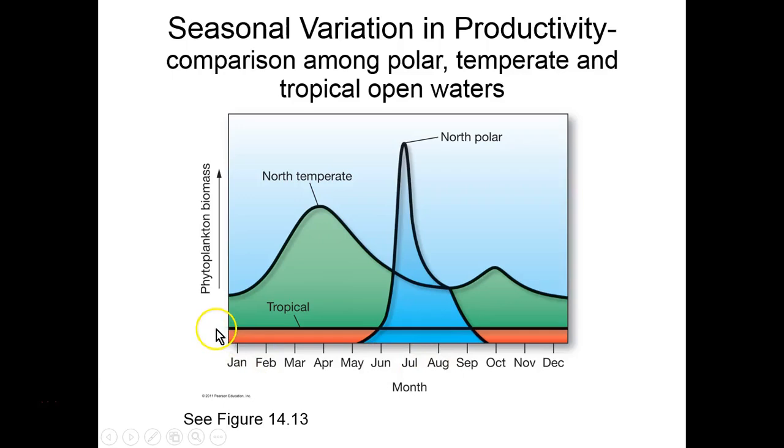Additionally, the tropics don't change seasonally. They stay the same the whole time, whereas northern temperate waters have a low amount of productivity, then a higher amount, then a lower amount, then a higher amount, and then a lower amount. So we basically see 4 changes in primary production, which match up with the 4 seasons. For the northern polar waters, it's basically no primary production during most of the year, except for in the summer when they have this drastic increase in primary production that is actually greater than the peaks in the northern temperate waters as well.